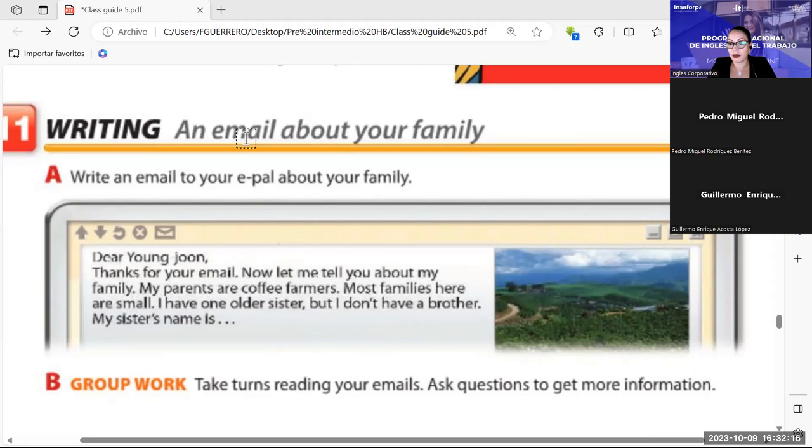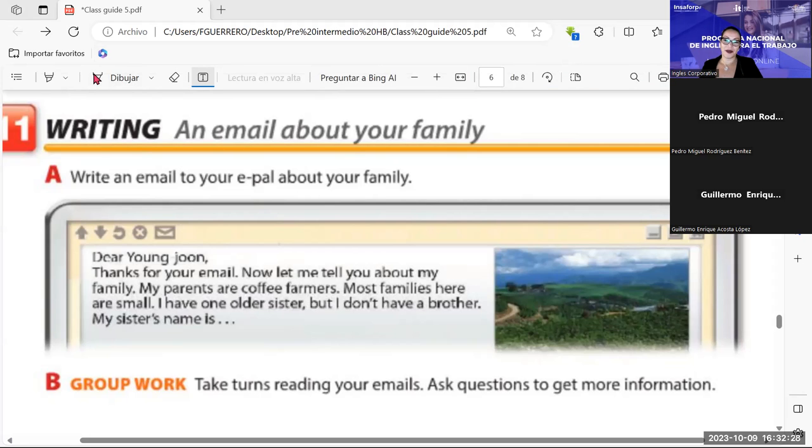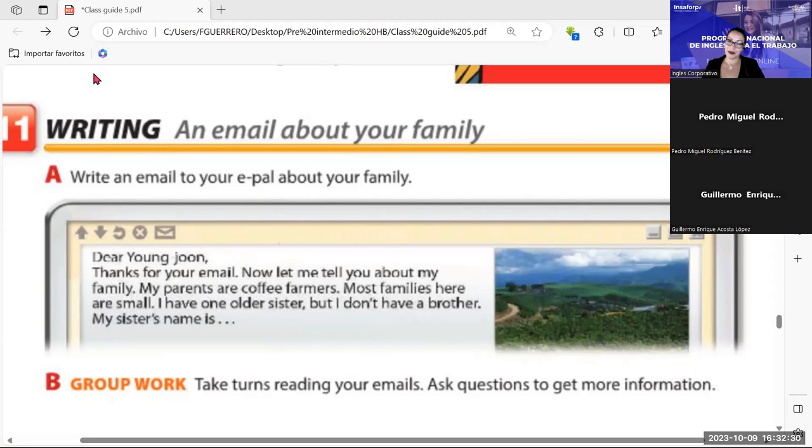A ver si me lo entiende. Oh, you finished. Sí. Okay, that was pretty short, but good. Si quiere, lo vuelvo a leer. Okay. Vale, lo voy a leer un poco más despacio para que me comprendan un poquito. Okay, good.